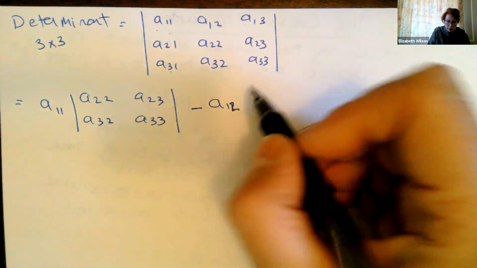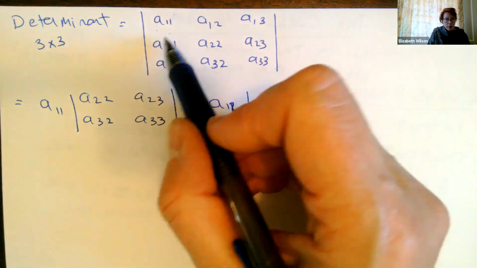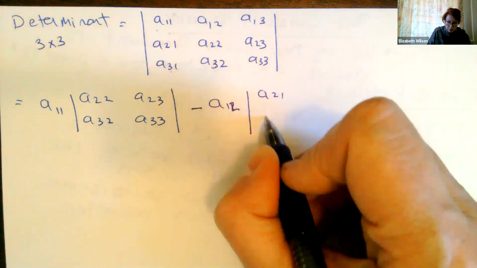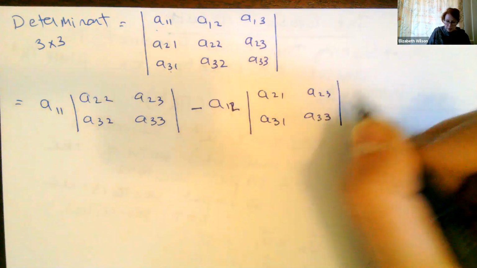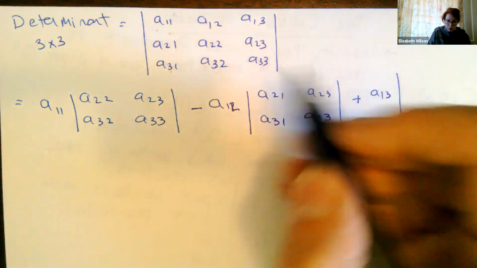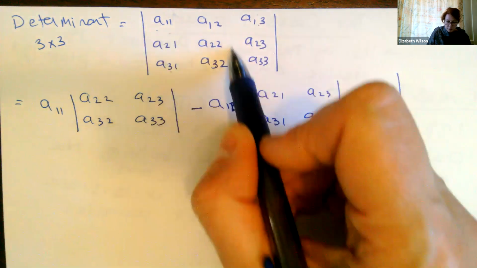We're going to do the same thing. This is first row, second column. I ignore those terms and I build up a mini matrix of what's left over. A31, A23, A33. And then plus my last term, A13 times first row, third column, I ignore those terms and I build up a mini matrix of what's left over.